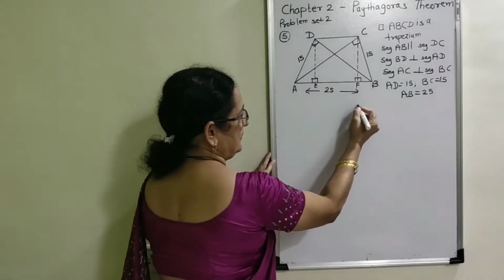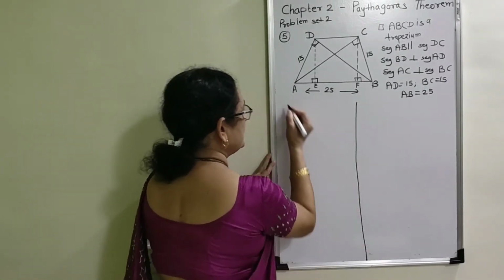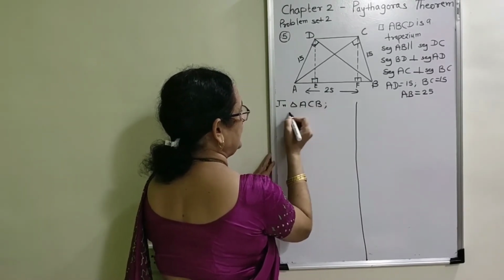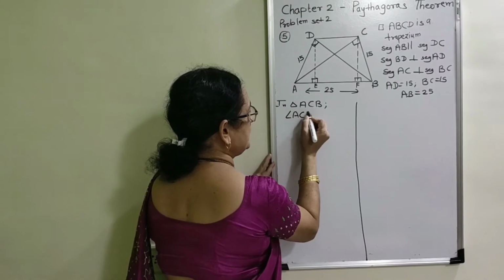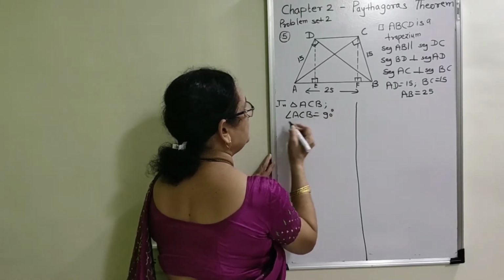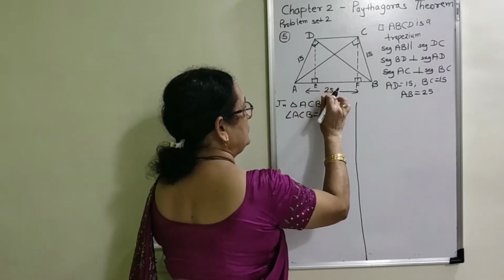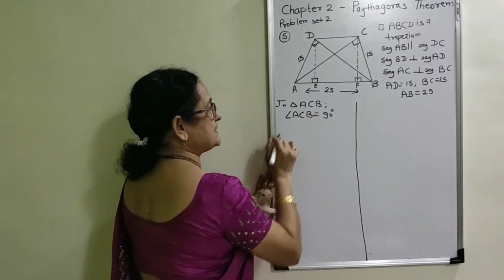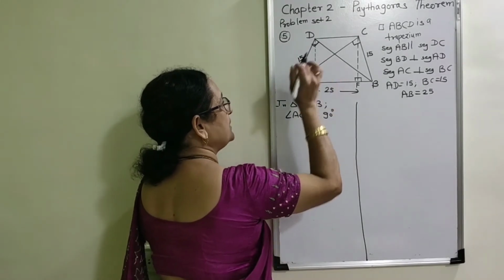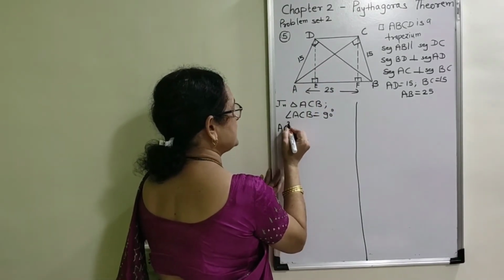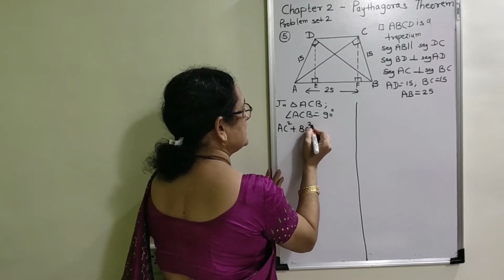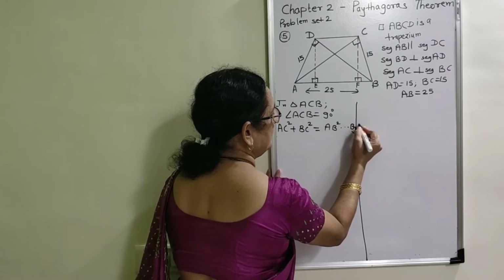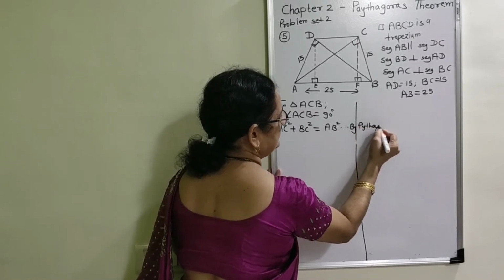Now first of all consider triangle ACB. Here angle ACB is equal to 90 degree. Now we will have this hypotenuse as well as one perpendicular side, and we are going to find out this second remaining perpendicular side. AC square plus BC square is equal to AB square by Pythagoras theorem.